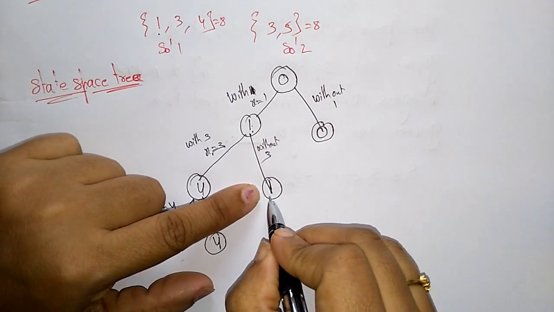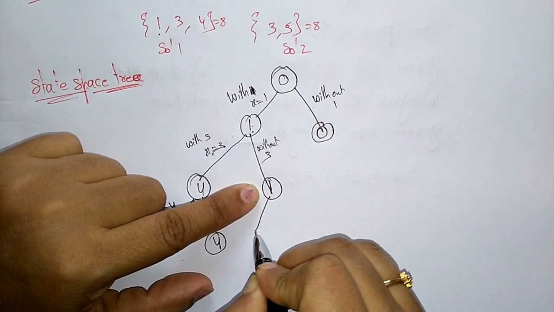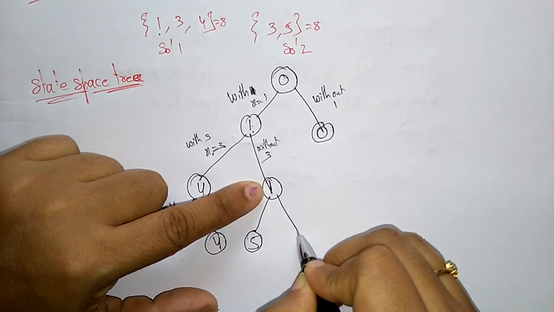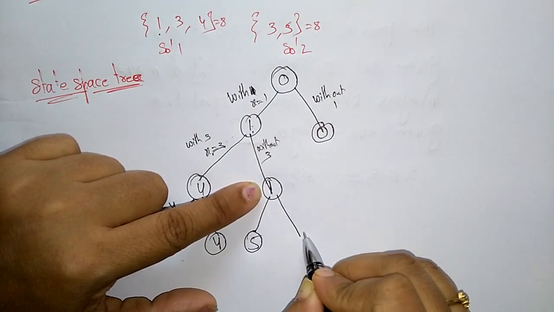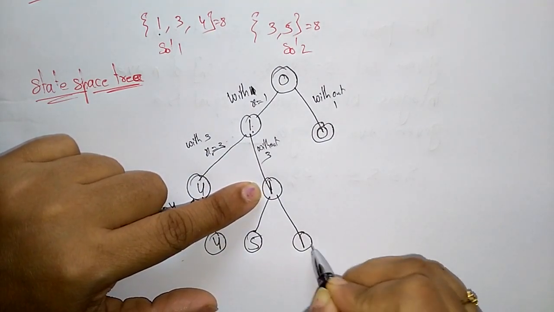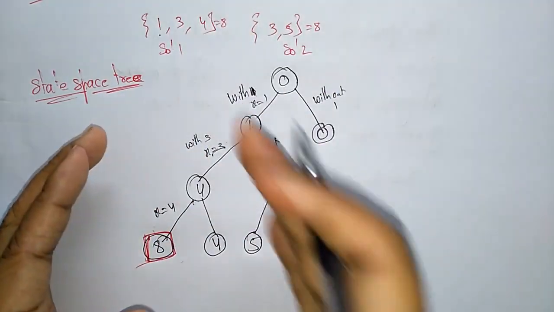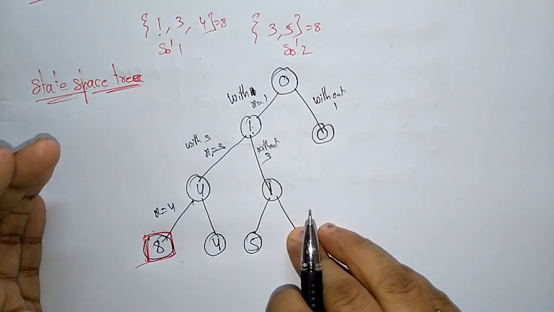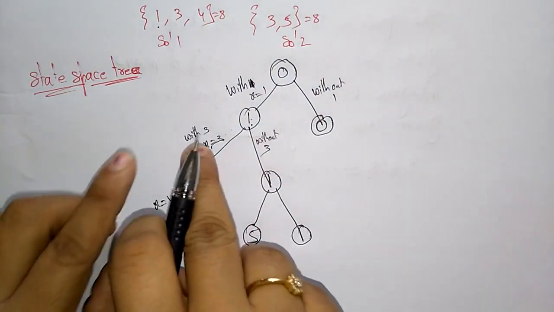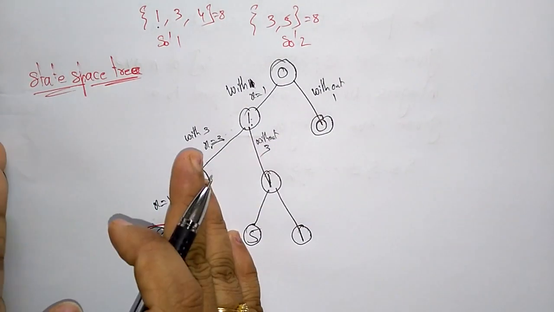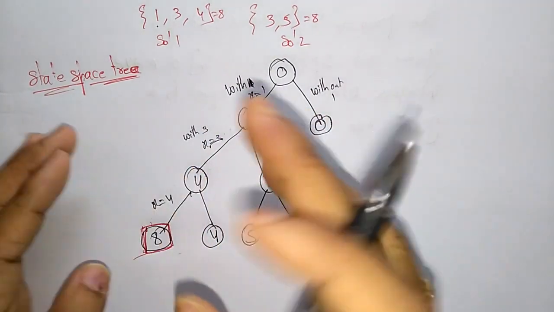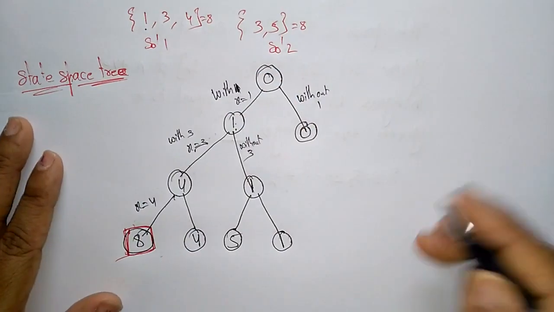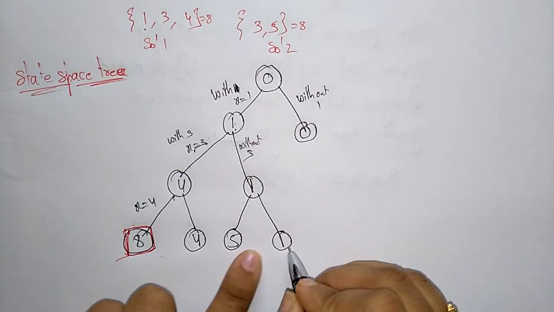And for this, with 4, 4 plus 1 is 5. Without 4, just copy this element 1. So on the right side, just copy whatever element is there in that node. This is with node and without node. The subset consisting of with element and without element, those two will be present in that set, the 5 one.